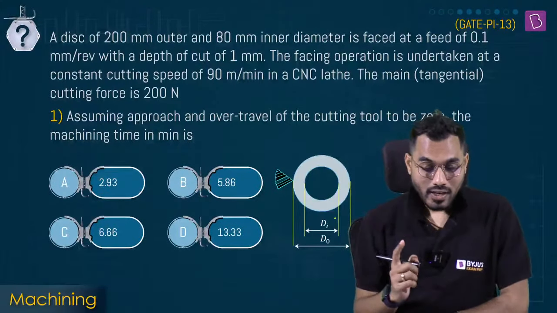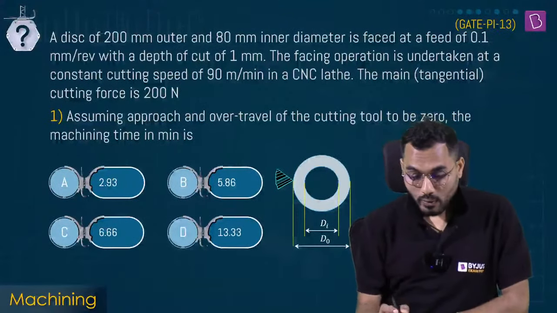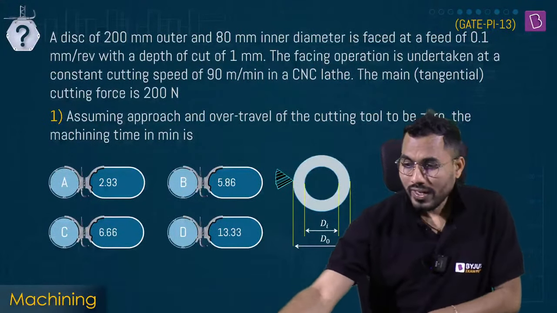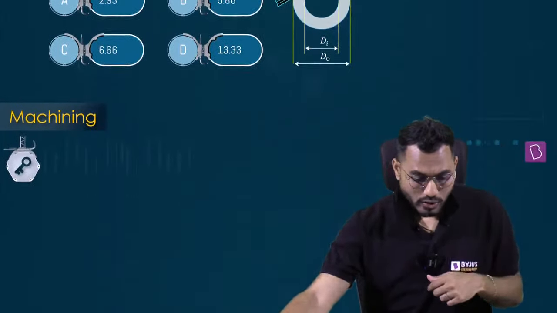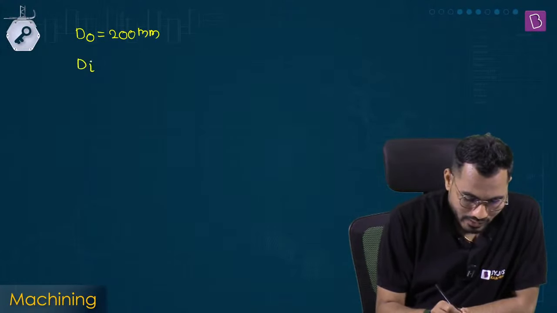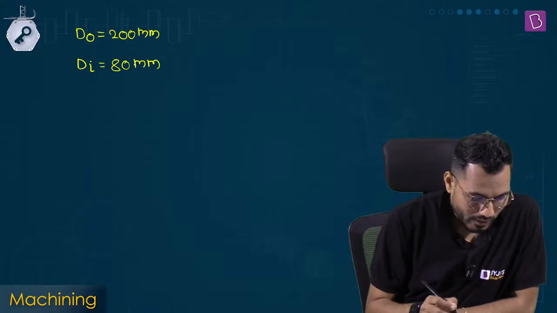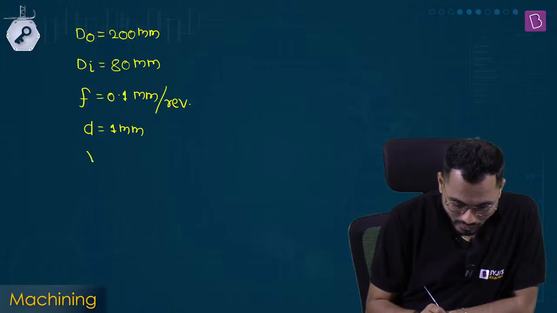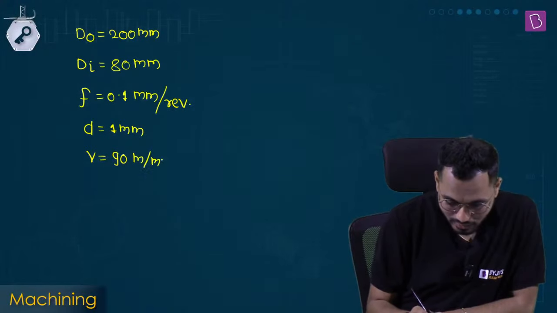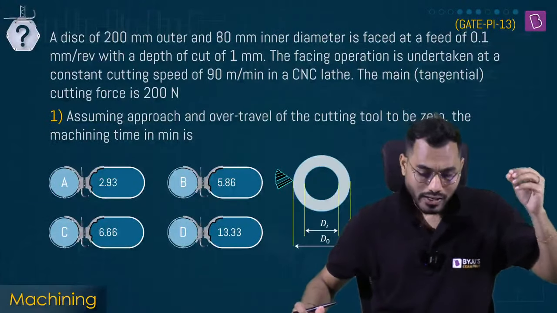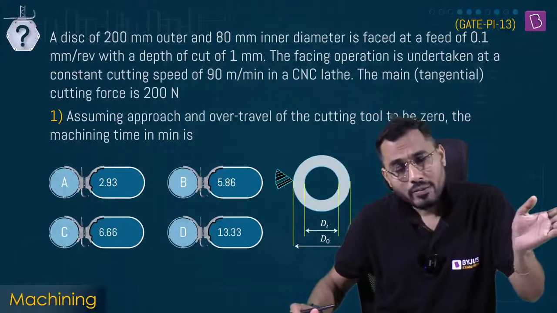Inside diameter is given, that is 80. Outside diameter is given, that is 200. We are interested to calculate the time required for the machining operation. Very interesting question. So we'll write down the data first. Outside diameter is 200 mm, inside diameter DI is 80 mm. The feed is 0.1 mm per revolution. The depth of cut D is 1 millimeter. Cutting velocity is 90 meter per minute. Cutting force is also given, but I don't need to use the cutting force as far as machining time is concerned.